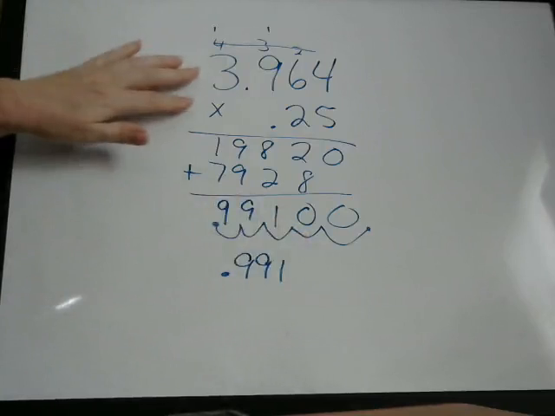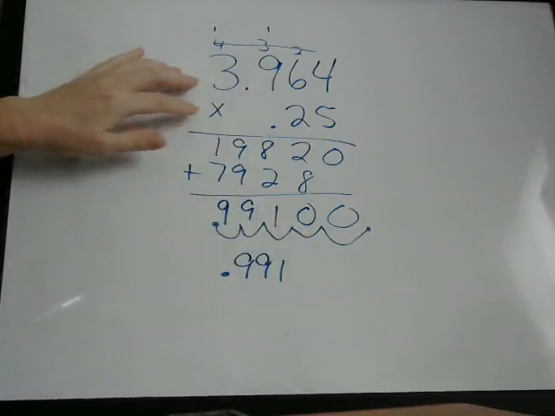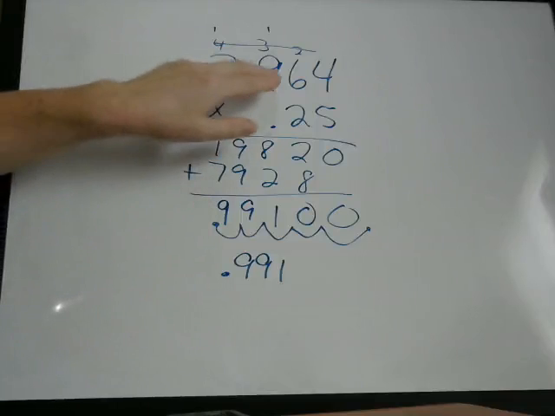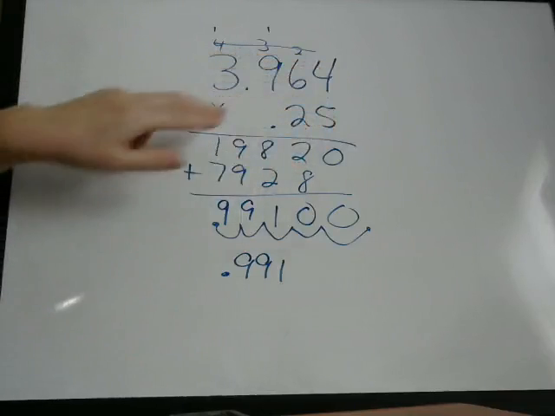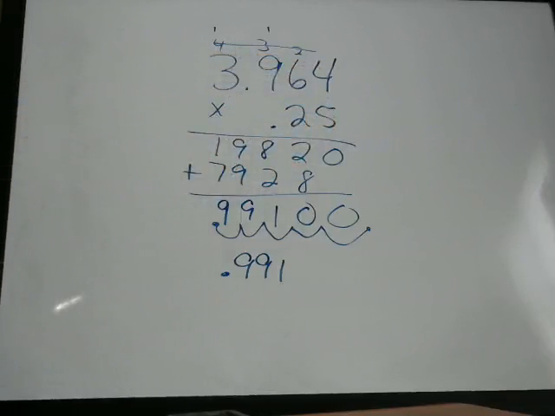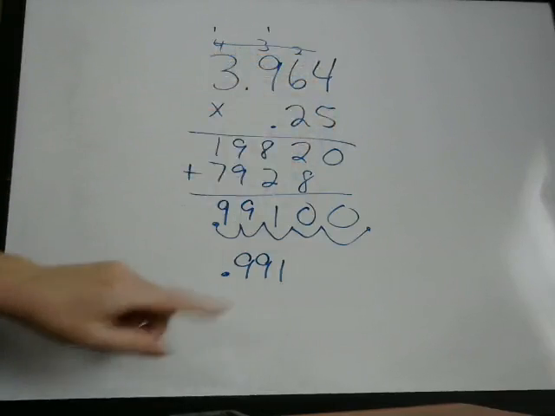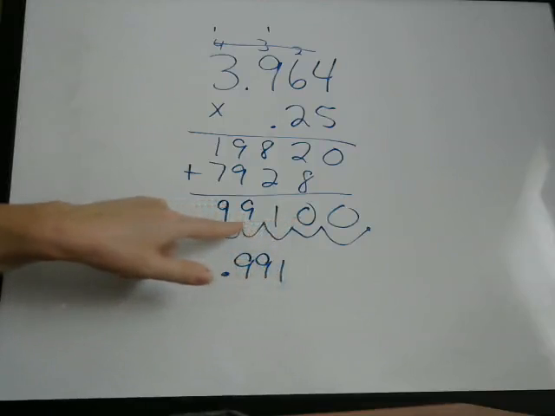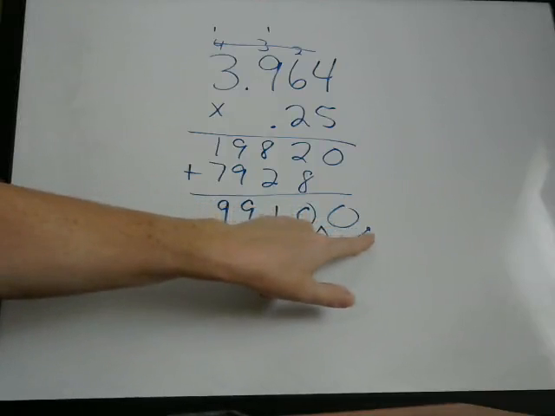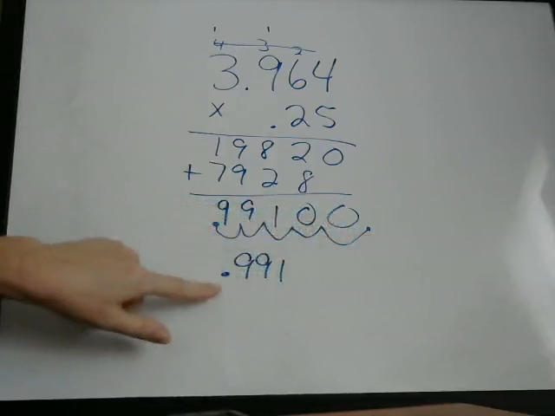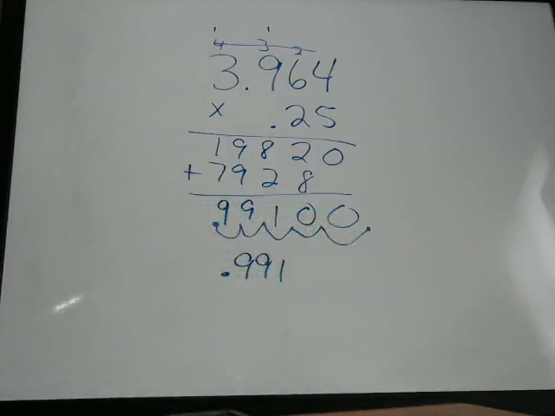So when you multiply decimals, just do the multiplication. When you get to your answer, count how many digits are behind the decimal, or to the right of the decimal, in everything that you're multiplying, and that's how many times you're going to move the decimal point in your answer to the left to get a final answer.